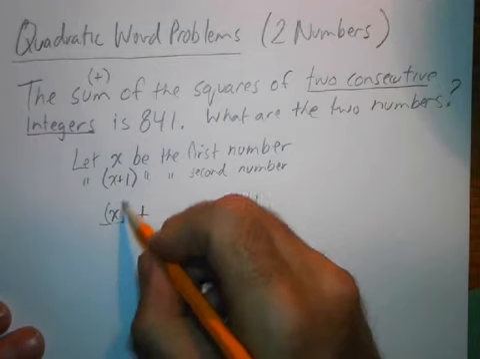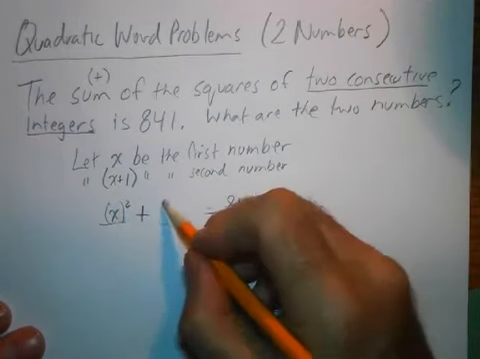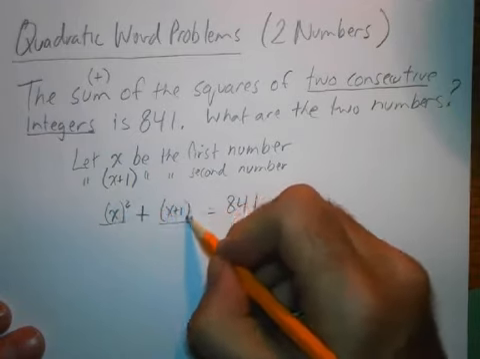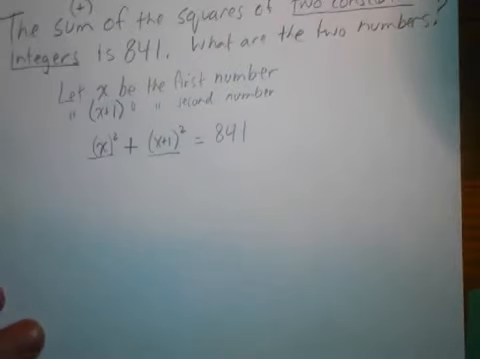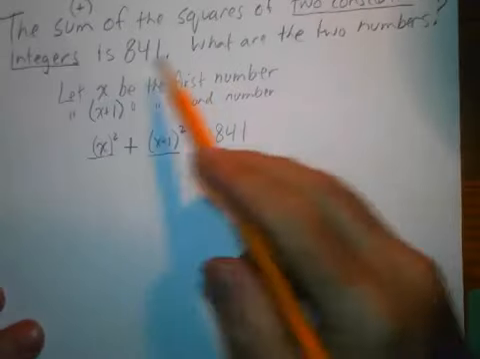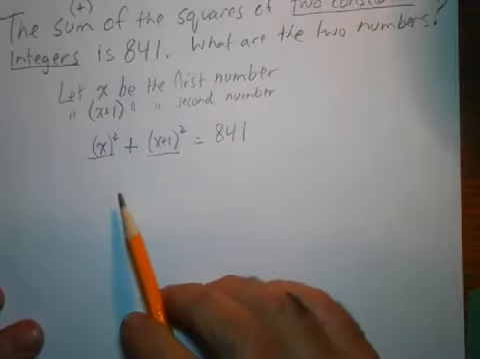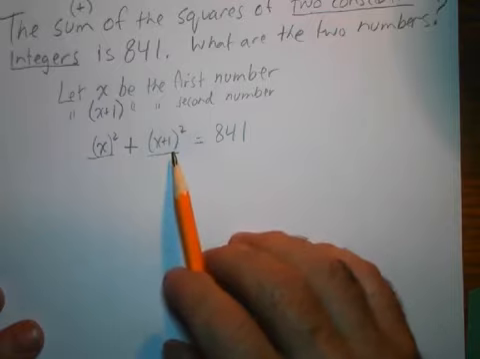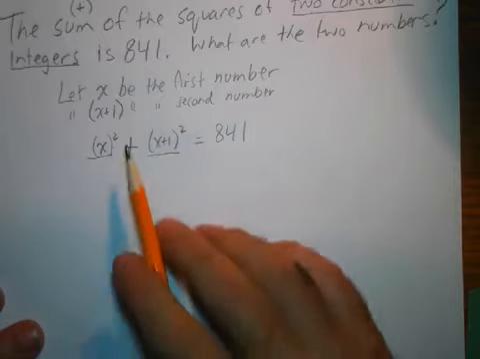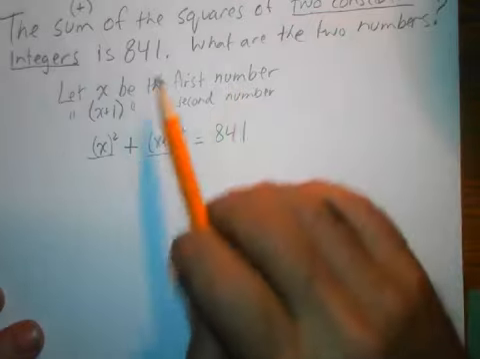So I'm squaring x, and I'm squaring the other number, which will be x plus 1. So now I've got something I can get going, right? And it's always good to read this back and make sure you got it right, because I've seen some people add them together and then square the two things. So you have to make sure that this makes sense.